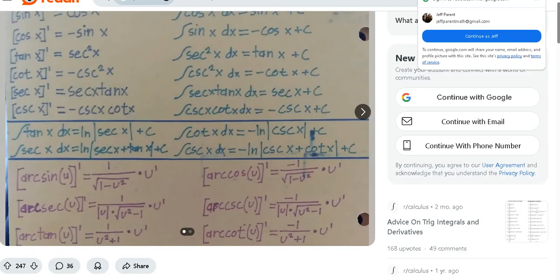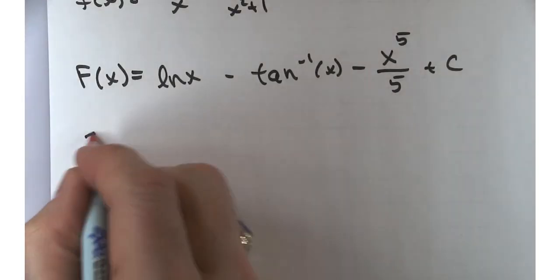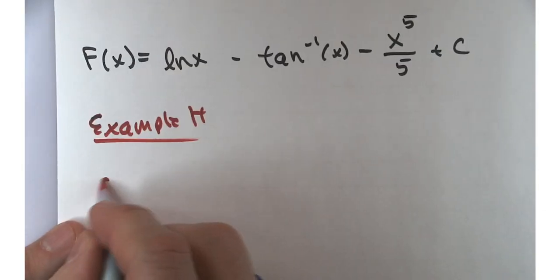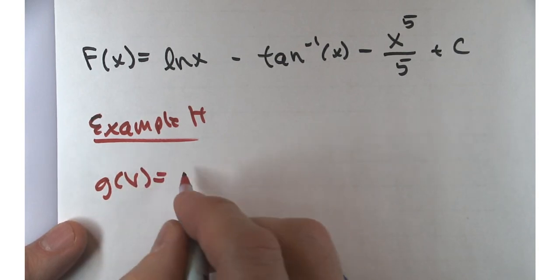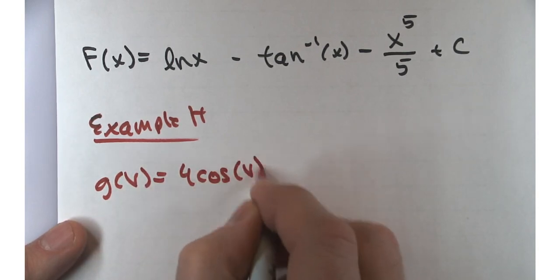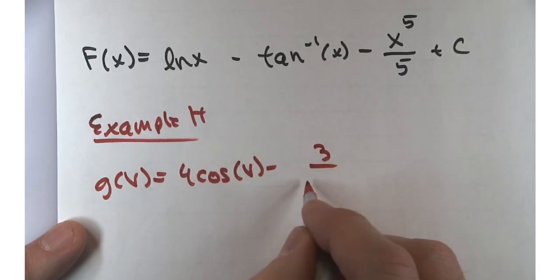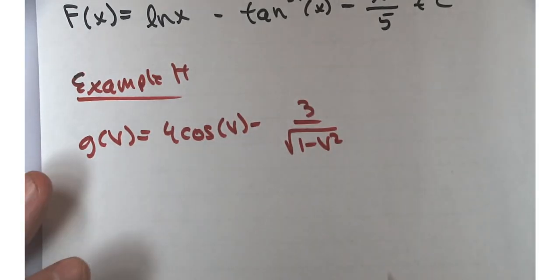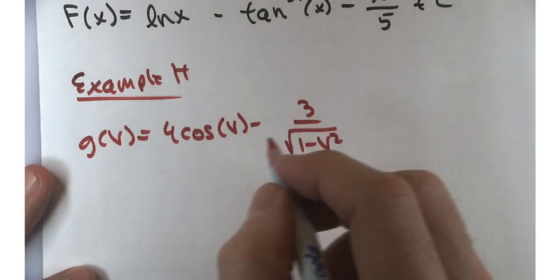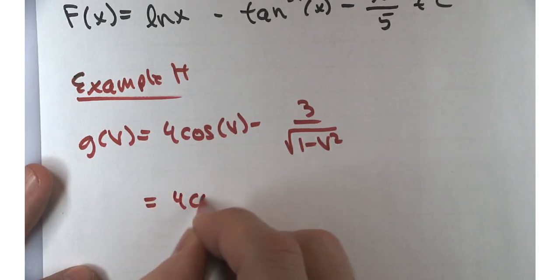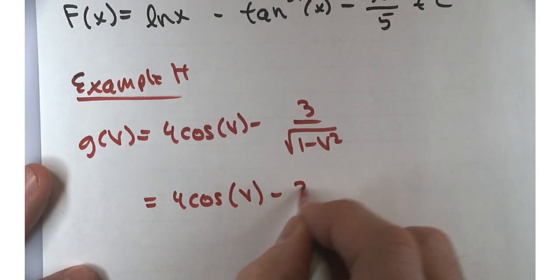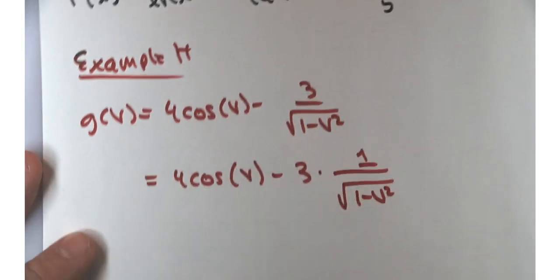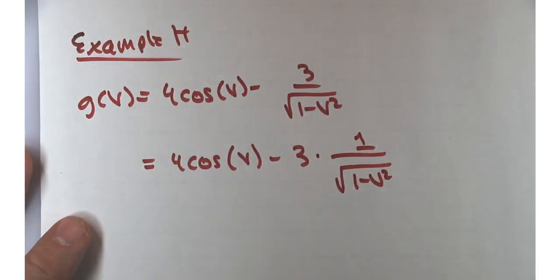All right, so I hope you got a good look. Example H. We've got G of V is 4 cosine of V minus 3 over the square root of 1 minus V squared. Now, as far as differentiating or finding the antiderivative of this is concerned, one thing you could do for yourself is write that as minus 3 times 1 over the square root of 1 minus V squared. That might make this part a little bit easier to recognize.